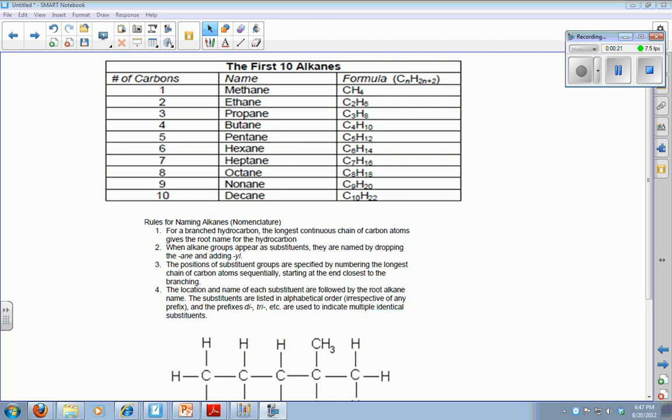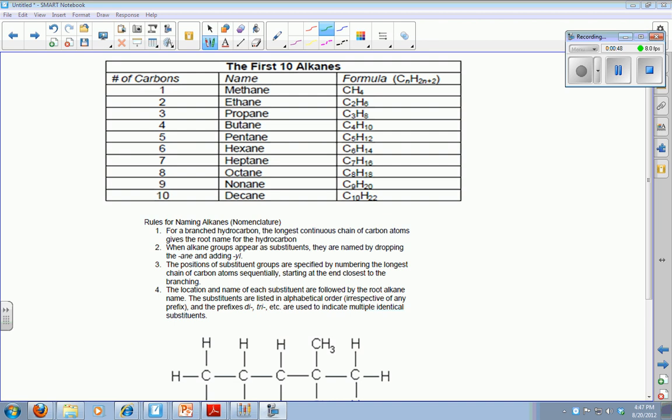For naming organic compounds, you have to know your basic prefixes. These are listed here, where one is meth. So if you have one carbon, you're methane. Two carbons, these are the simple alkanes. So two carbons is ethane and three carbons is propane. The ANE stands for a single bonded hydrocarbon. Pretty much these are single bonded straight chain hydrocarbons.